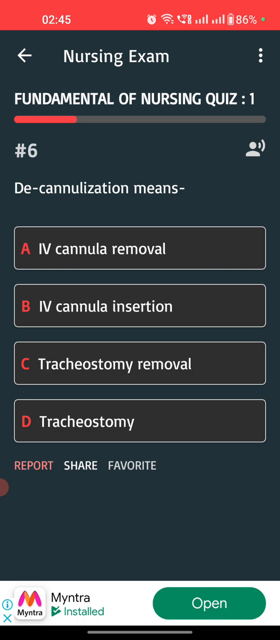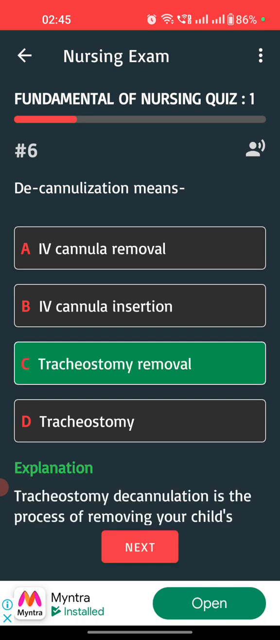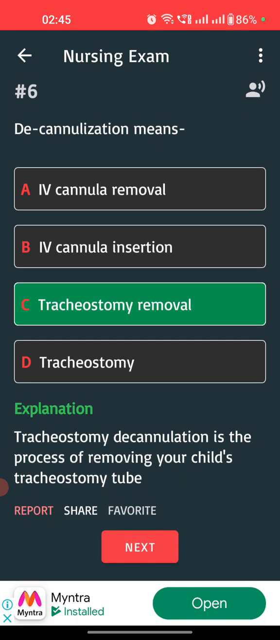Decannulation means: A. IV cannula. Correct answer. Tracheostomy decannulation is the process of removing your child's tracheostomy tube.